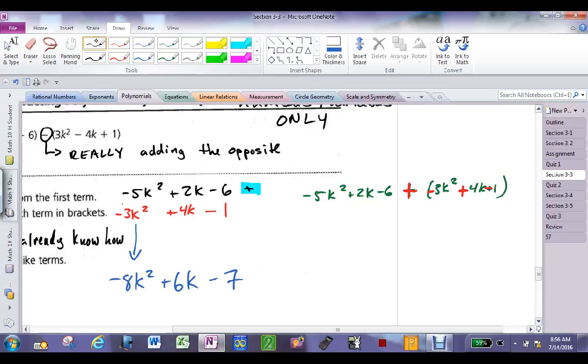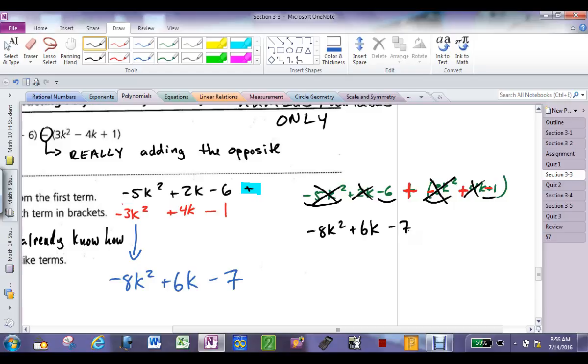Then you can do like we did before. You can draw your circles or your triangles or highlight or do whatever you want. I say, okay, k squared's k squared's negative 5 and then negative 3 more. Negative 8k squared. K squareds are done. 2k plus 4k, 6k, done. And 6, negative 6 minus 1, negative 7.